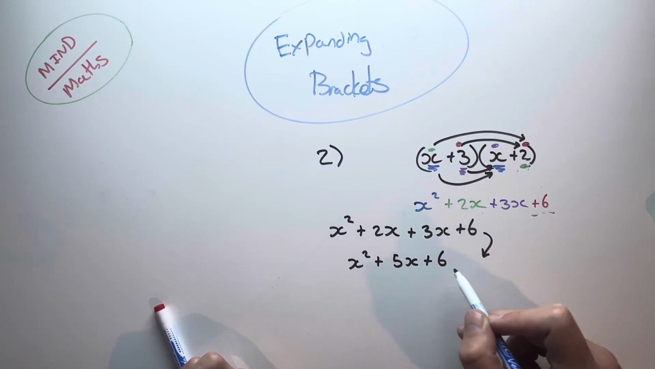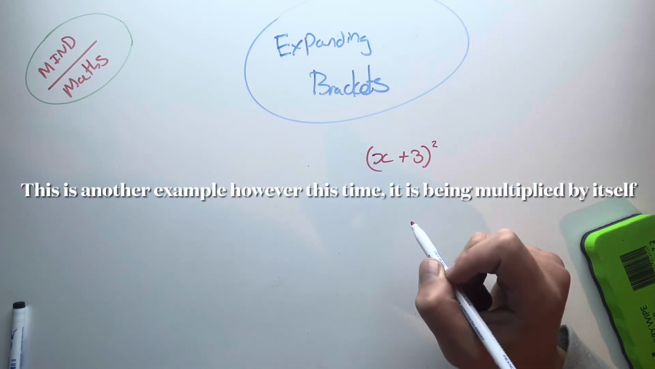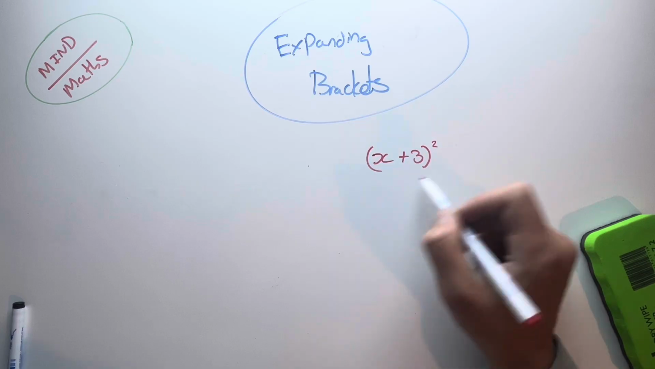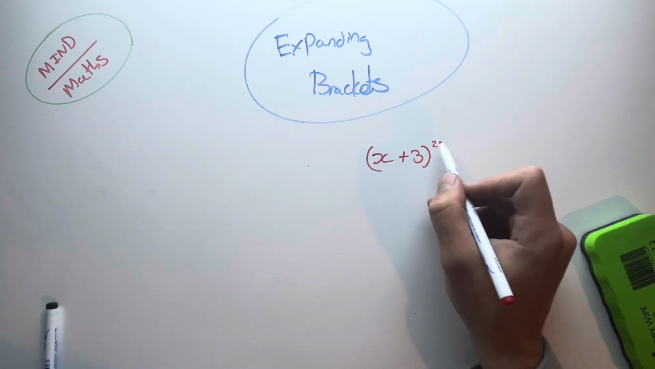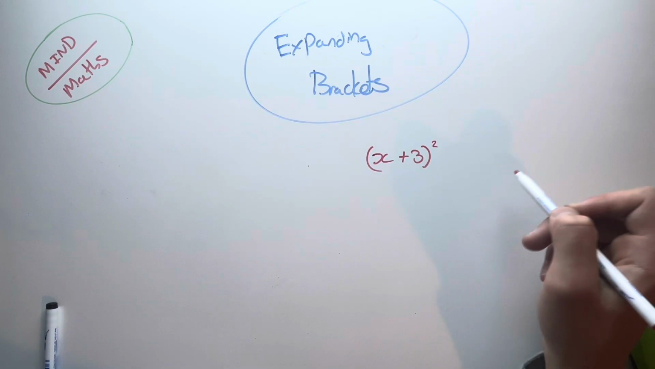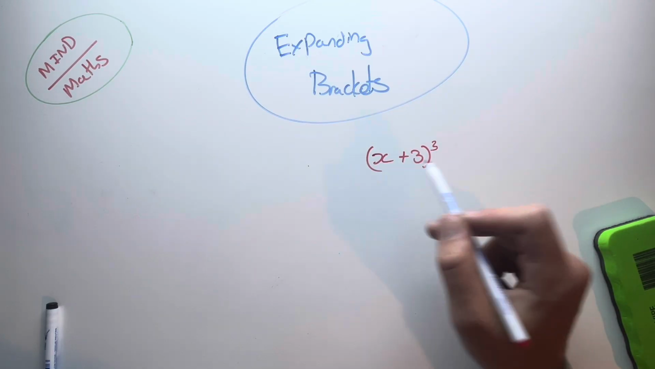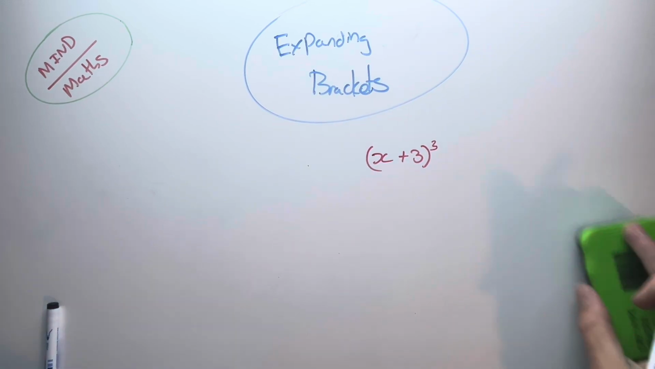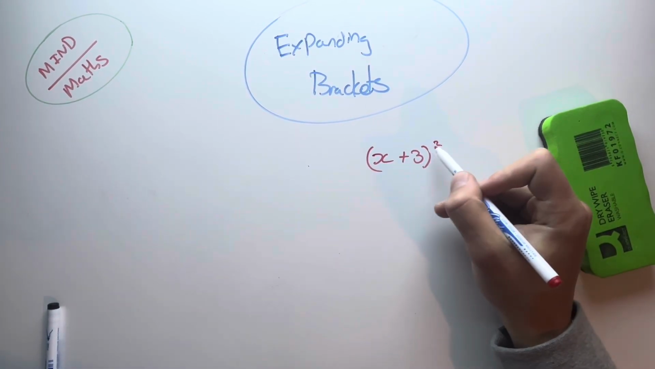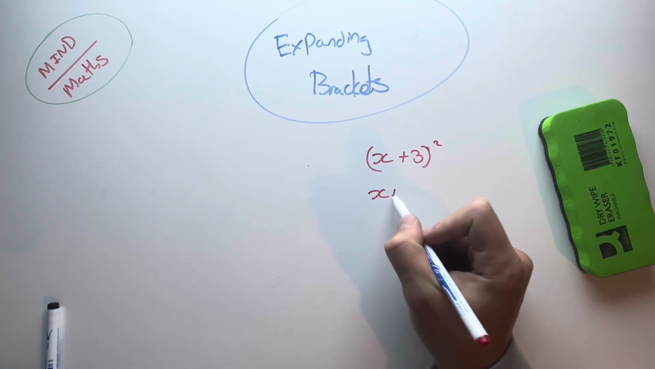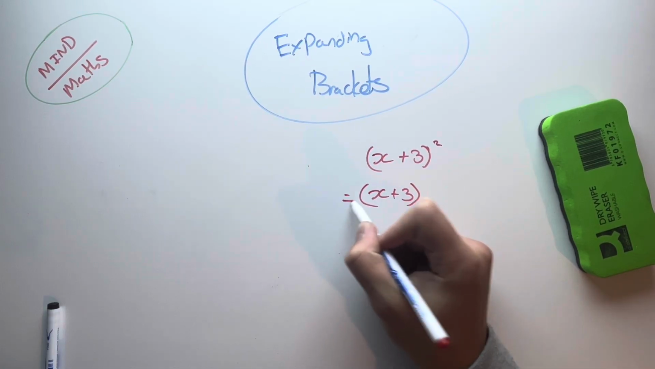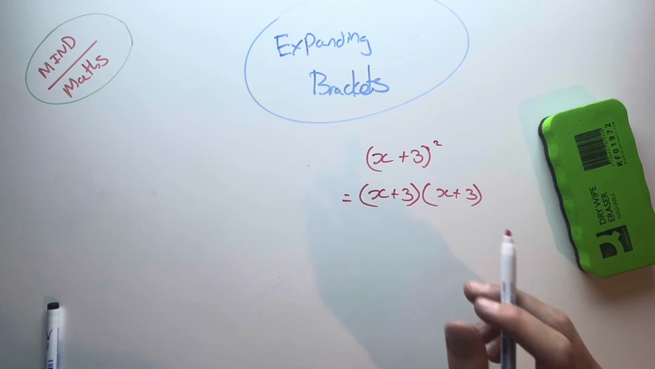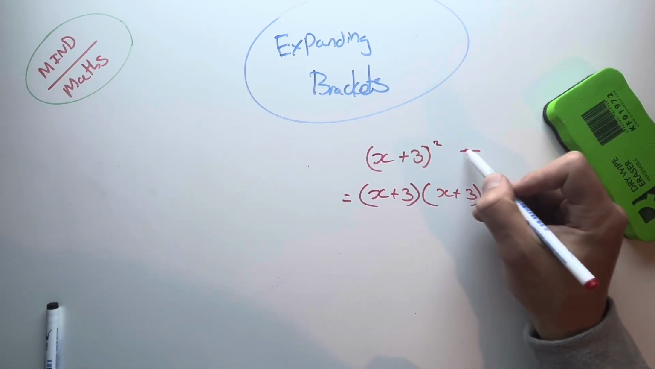x squared plus 5x plus 6. Now, what about x plus 3 squared? If you see this equation, all the squared is saying is that it's times by itself. It could be cubed, which would mean it's times by itself, times by itself, times by itself yet again. So, assuming it's squared, the simplest of them, x plus 3 squared is the same as x plus 3 times x plus 3.